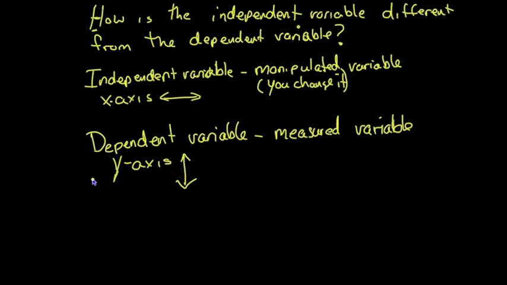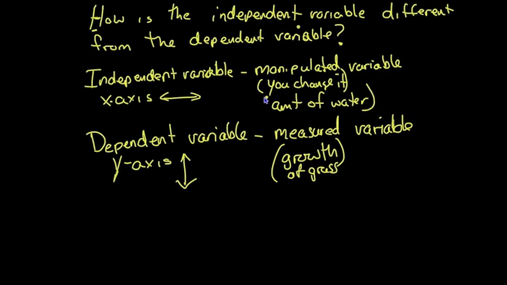So in my example, how does water affect the growth of grass? How much the grass grows depends upon how much water you give it. So you change the amount of water and you measure the growth of grass, let's say. Okay? So in the example I gave, the independent variable will be the amount of water, and the dependent variable will be the growth of the grass.